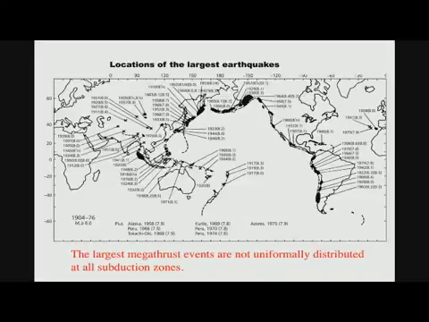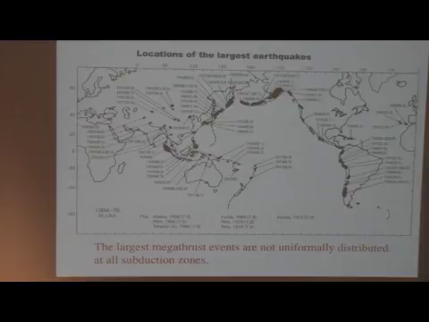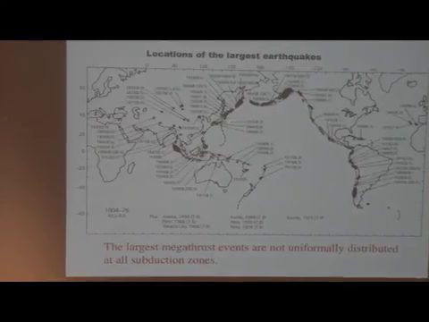Okay. So you can see that along the subduction zone in South America, Alaska Aleutians, into Kamchatka and Japan, we have a lot of very large earthquakes. But you go look at the Marianas and down here in New Zealand, there's a dearth of large events. So we'll get back to that.